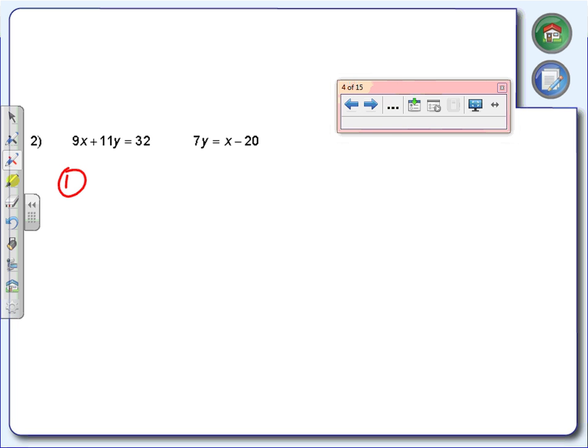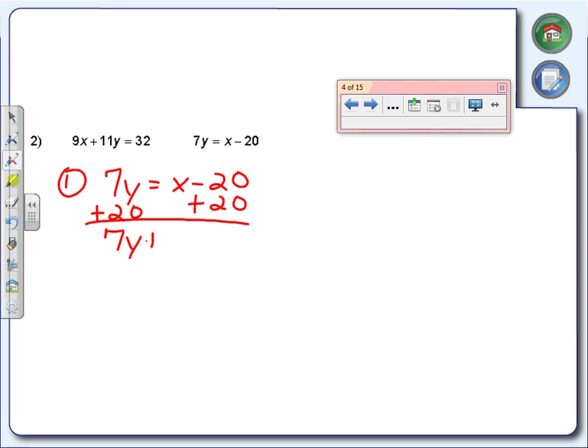First thing I need to do again is to get a variable by itself. It can be any variable. We said we were going to take the second equation, and we're going to get the x by itself, because there is no number in front of the x. So what I'm going to do is move that 20 over here, which is now going to give me 7y plus 20 equals x. There is step number 1. I've got a variable by itself.